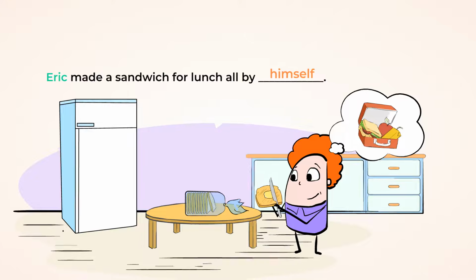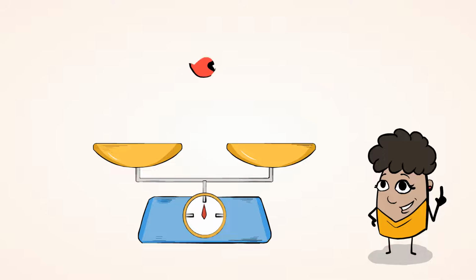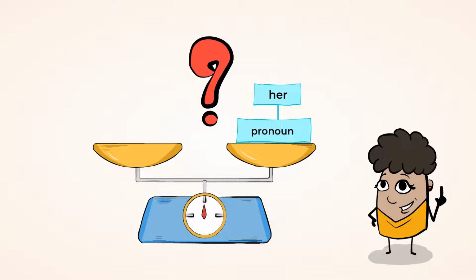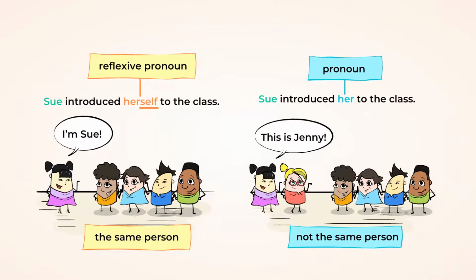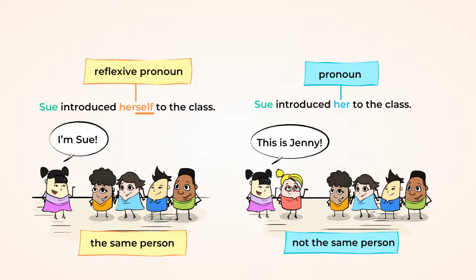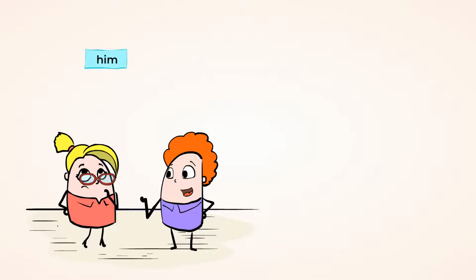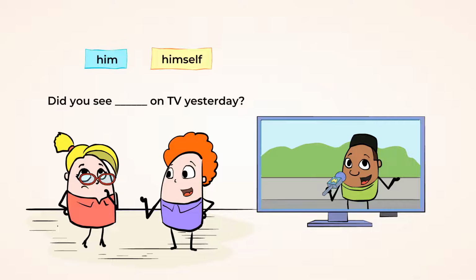Good work. Sometimes we need to decide if we need a normal pronoun, like her, or a reflexive pronoun, like herself. Remember, if the person or thing doing the action is the same person or thing later in the sentence, then we need a reflexive pronoun. Should we use the word him or himself? Did you see blank on TV yesterday?